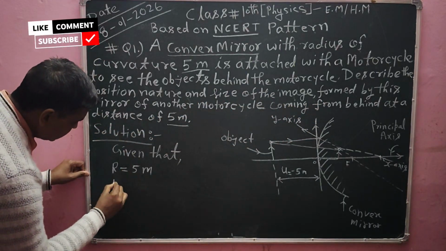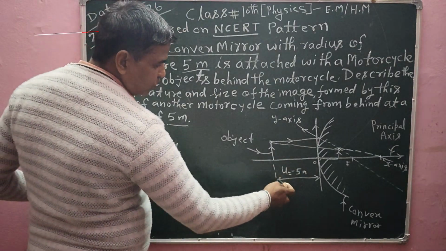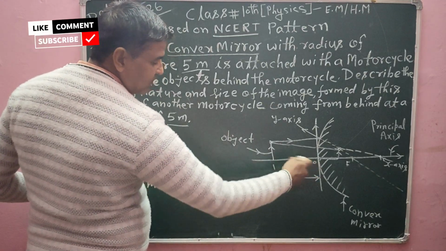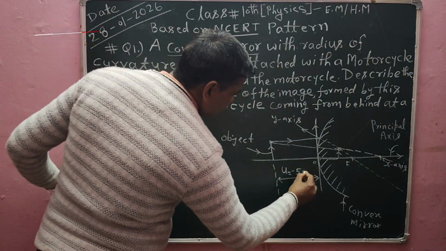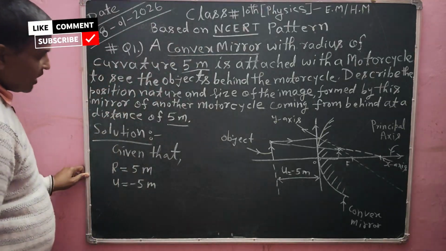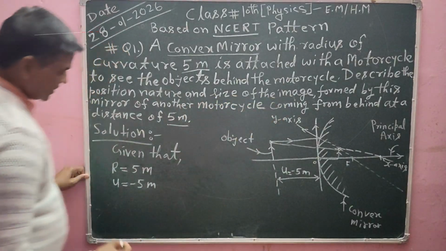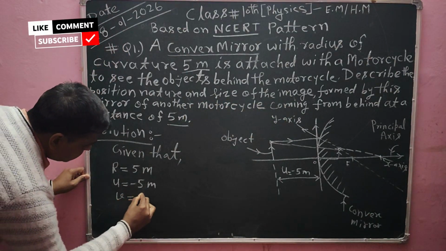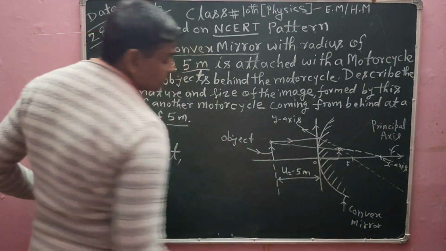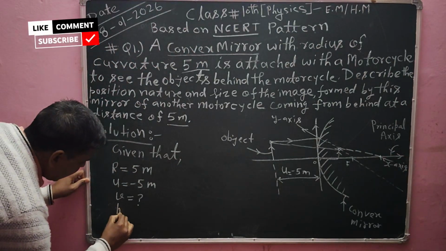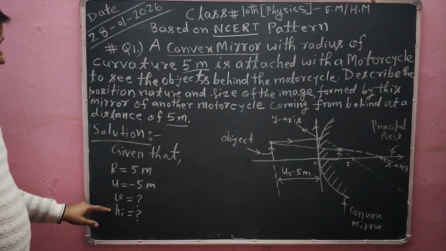of 5 meter. It means that u is given here. I will put u as minus because it is behind the mirror, on the left hand side of the origin, so it will be minus 5 meter. So here I will put minus 5 meter. Now we have to calculate the position, that is the image distance v, and also we have to calculate the height of the image.